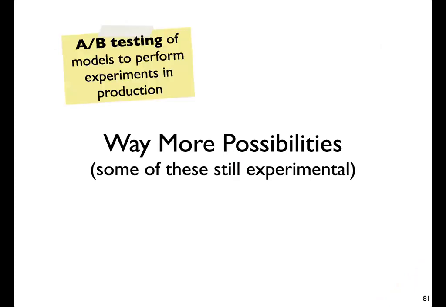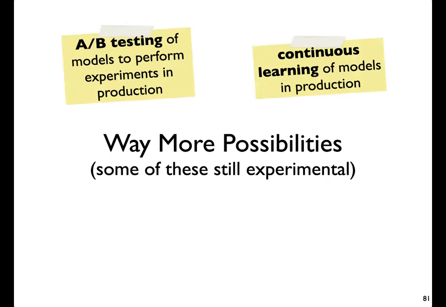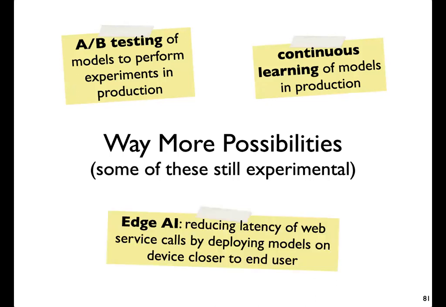And there are many other things people try, like A/B testing and so on, and continuous learning, which is actually still a big issue. Reinforcement learning is also an issue in terms of how to deploy it in a good way.